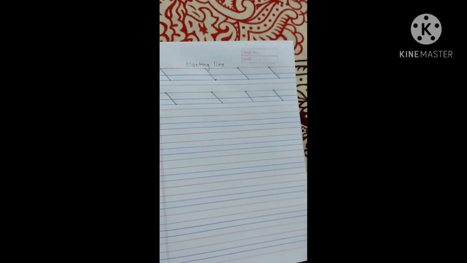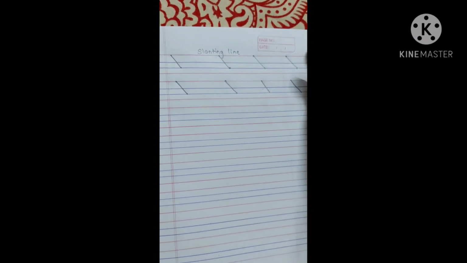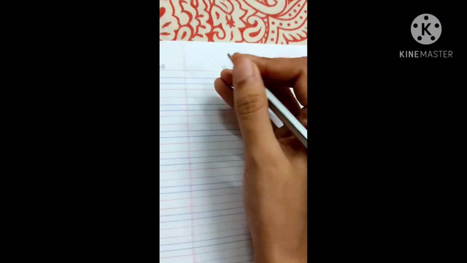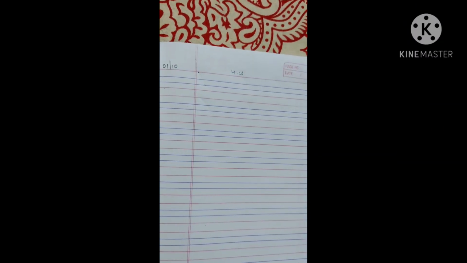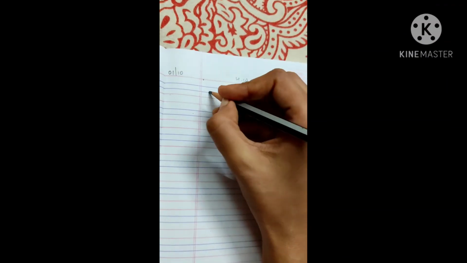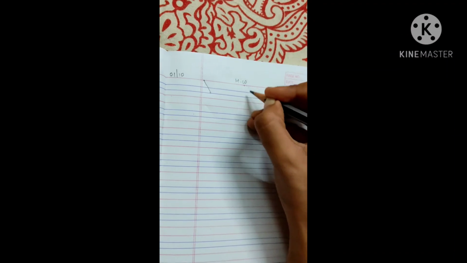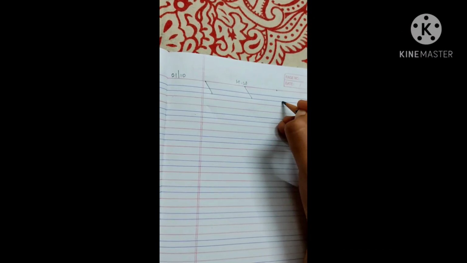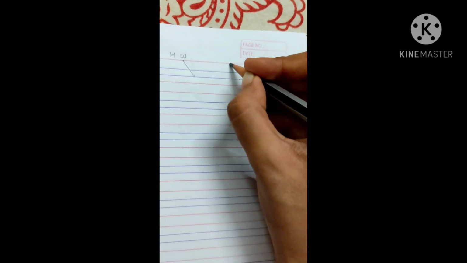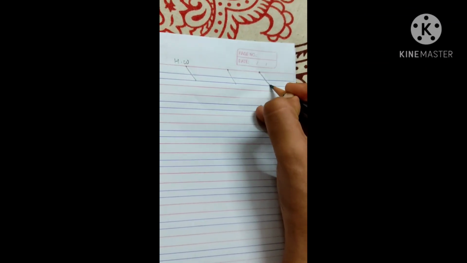Okay, like this you are going to complete this whole page. Children, turn the page. Now the homework page is also the same, dots, dots, join the dots again, right slanting line, right slanting line, right slanting.